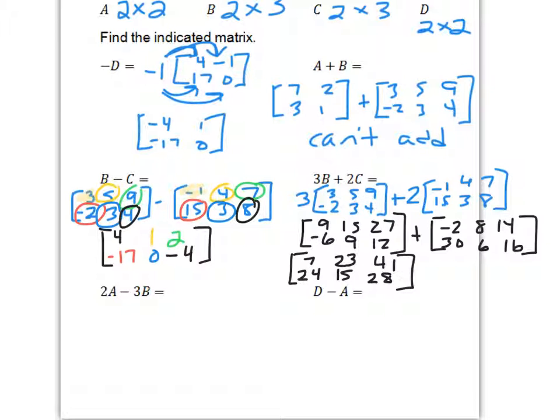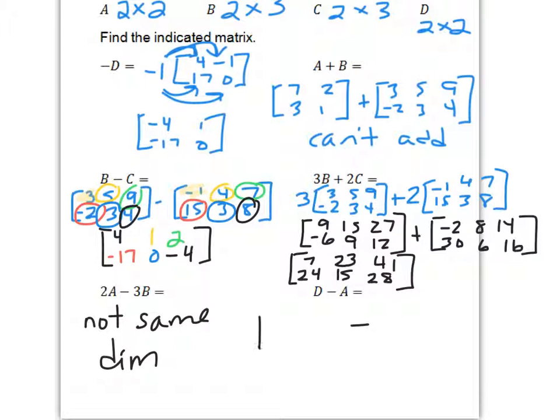So when I look at 2A minus 3B, I also am not going to be able to combine those. Once again, we're not going to have the same dimension. But I could do the next one. I could do D minus A.